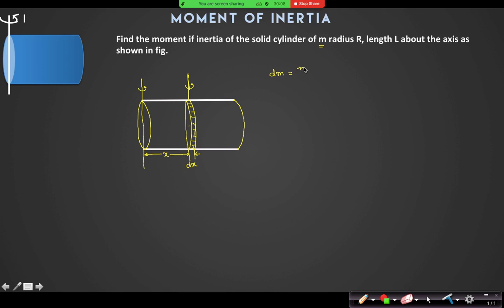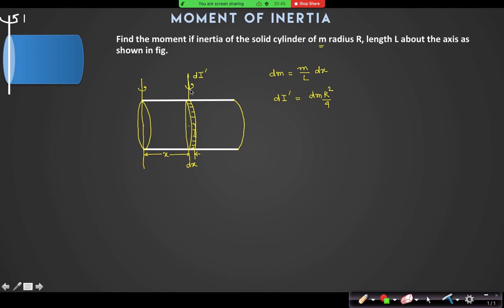So will it be m by L dx? Yes. Look, r is the same everywhere, so the area is the same and the mass is directly proportional to length. So dm is m by L into dx. Can you tell me the moment of inertia of the disk about its axis? It is m r square by 4. So I can write it as dm into r square by 4.